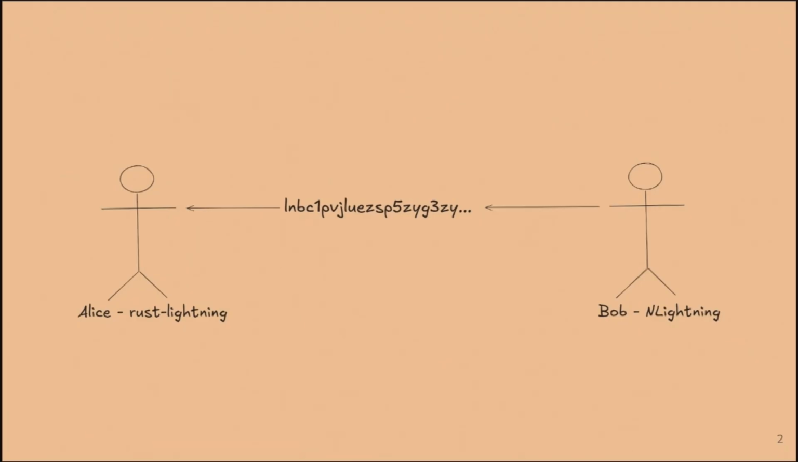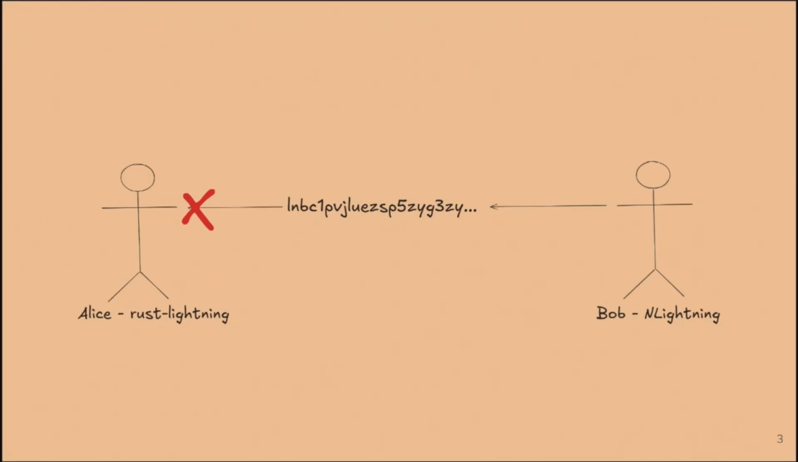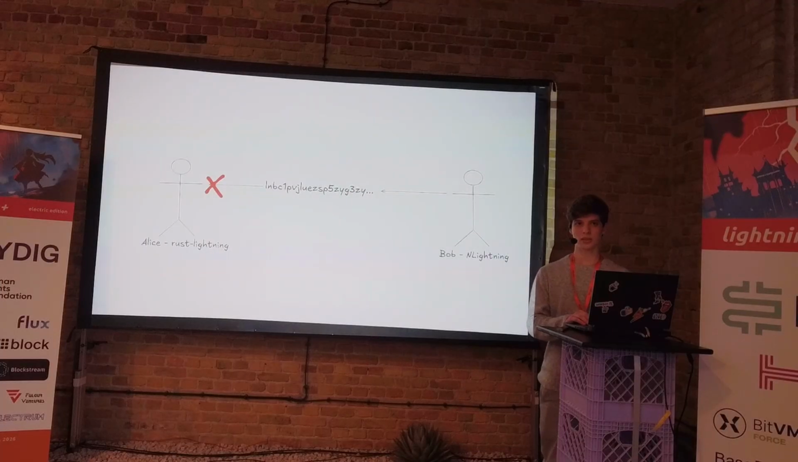Imagine Alice wants to buy a coffee, and Bob generated an invoice for Alice to pay. Bob is using Any Lightning, another Lightning implementation made in C#, and Alice is using Rust Lightning. So when she tries to decode the invoice, it actually fails, and then Alice calls Carol to try to pay for her because she couldn't.